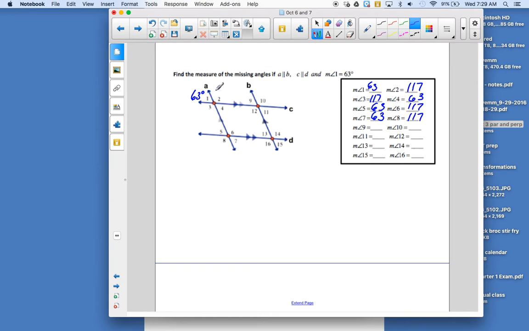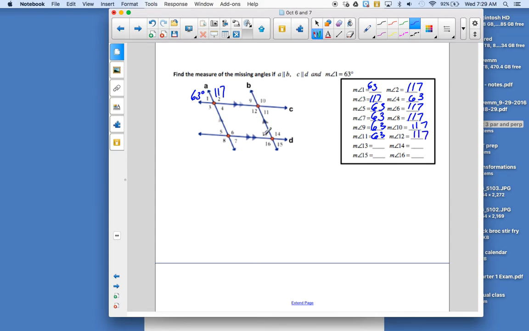And let's see, I said angle 2 is 117. So 117, angle 2 and angle 10 correspond. So angle 10 must be 117. And angle 1 and angle 9 correspond. So angle 9 is 63. And then from there, I've got verticals. 9 and 11 are verticals. And 10 and 12 are verticals.